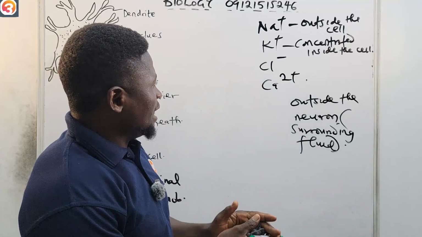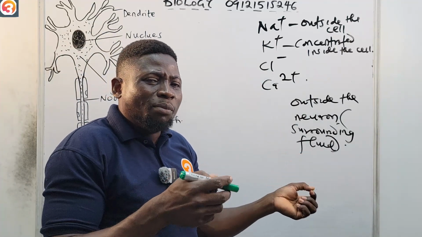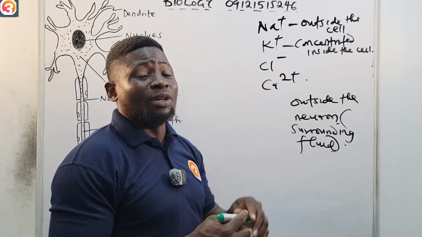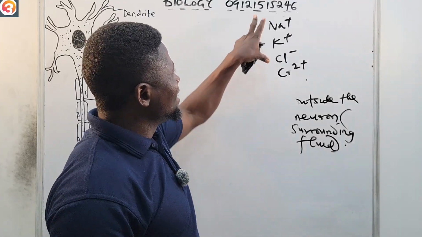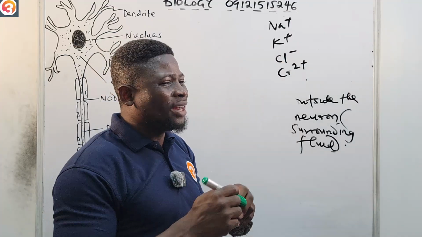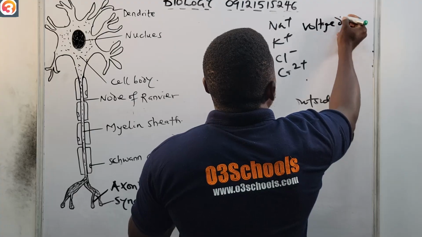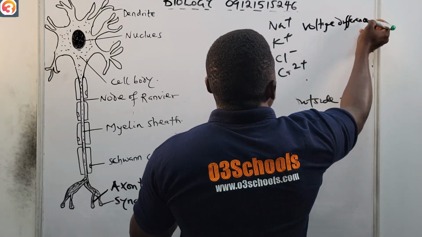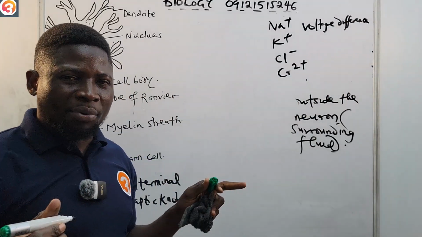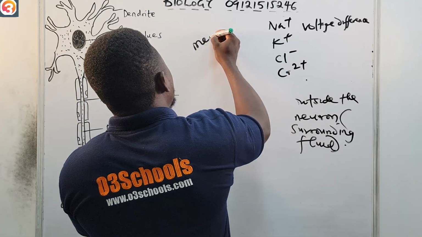That means that initially, inside the neuron there may be more electronegative ions. Now the difference in this ion distribution creates something that we call voltage difference across the cell membrane. And this voltage difference that is created is called the membrane potential.